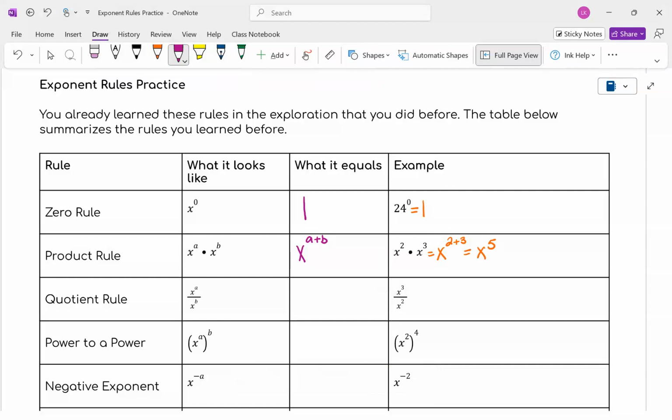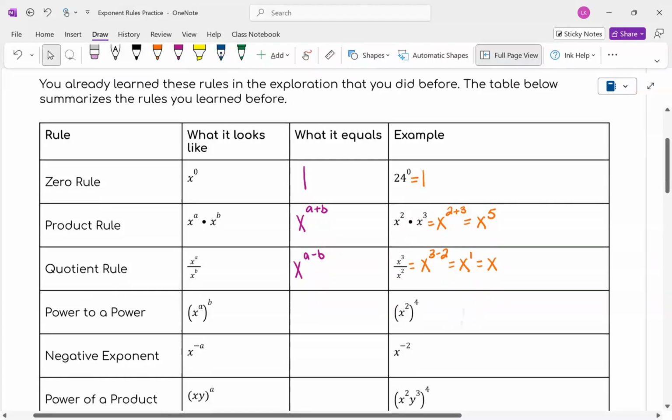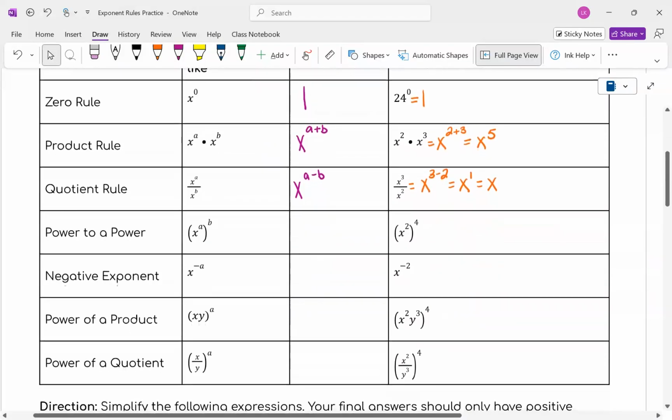When you have the quotient rule, when you're dividing, remember that division is the opposite of multiplication. So instead of adding, we're going to subtract a and b. So if you have x to the 3rd over x to the 2nd, this is going to become x to the 3 minus 2, or x to the 1st, which is really just x. If you have anything to the 1st power, you don't need to include that exponent. And if you ever see anything that doesn't have an exponent, it has an invisible exponent of 1.